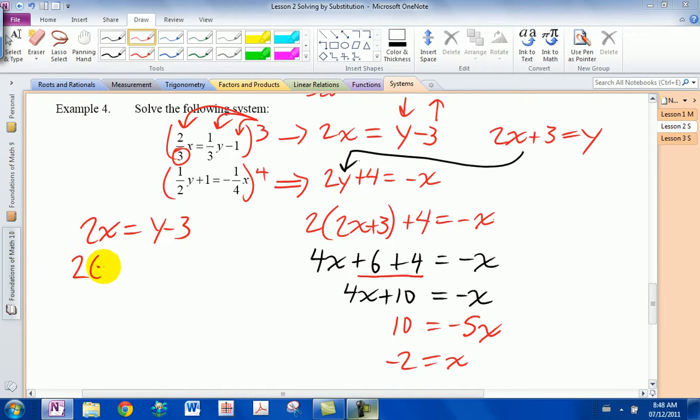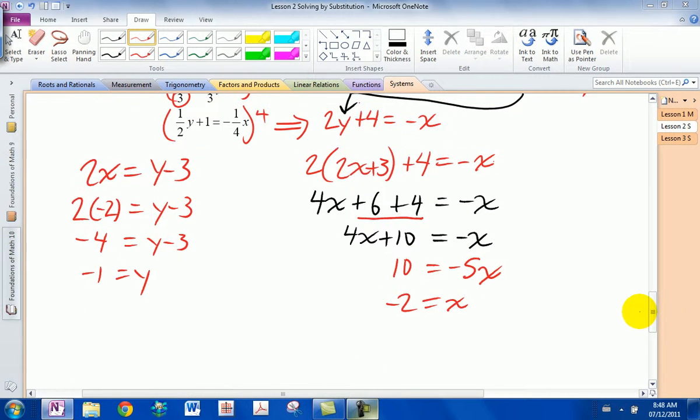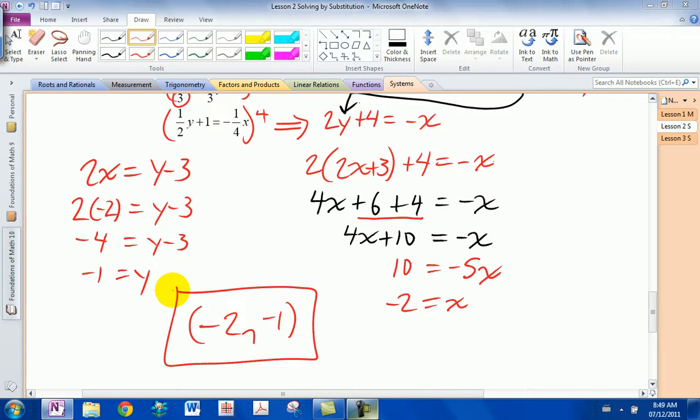So 2x equals y minus 3. And so it'll be 2 times negative 2 equals y minus 3. Negative 4 equals y minus 3. Add 3. Negative 1 equals y. So some hard equations, but a simple answer, isn't it? So the answer is bracket negative 2 comma negative 1 bracket. Put a box around it, and I'll probably mark it right. Any questions?